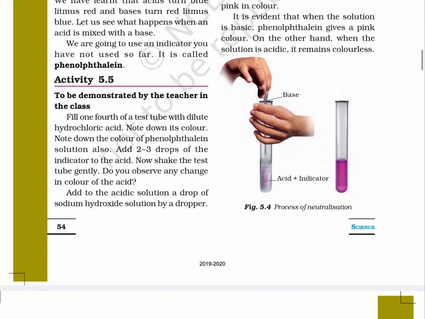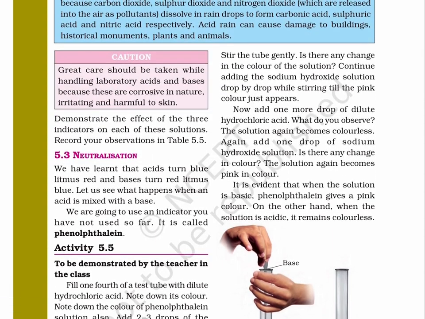Fill 1/4 of a test tube with dilute hydrochloric acid. Note down its color. Note down the color of phenolphthalein solution also. Add 2 to 3 drops of the indicator to the acid. Now shake the test tube gently. Do you observe any change in color of the acid? Add to the acidic solution a drop of sodium hydroxide solution by a dropper. Stir the tube gently. Is there any change in the color of the solution?